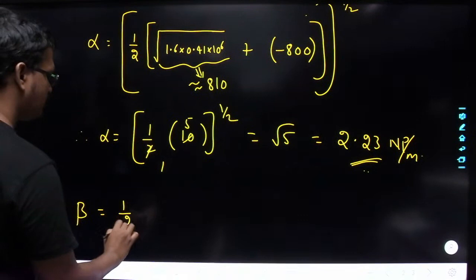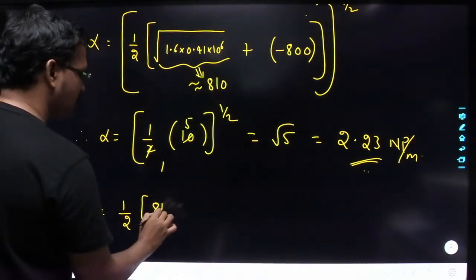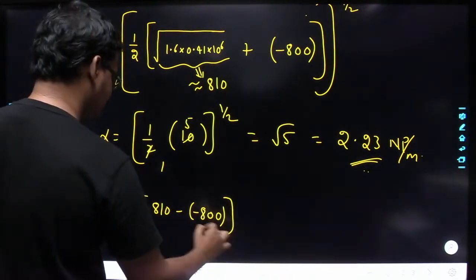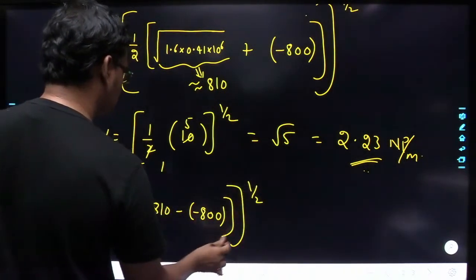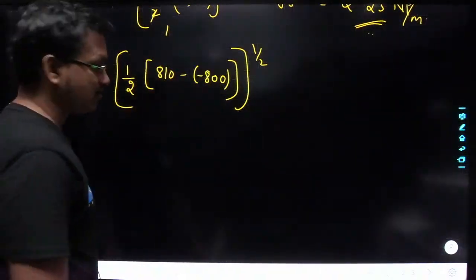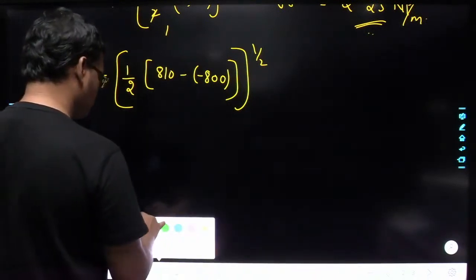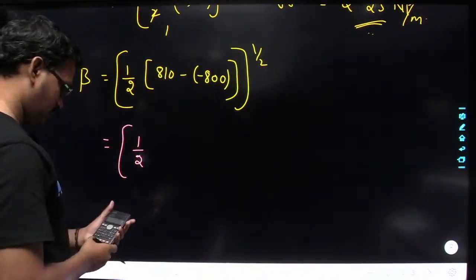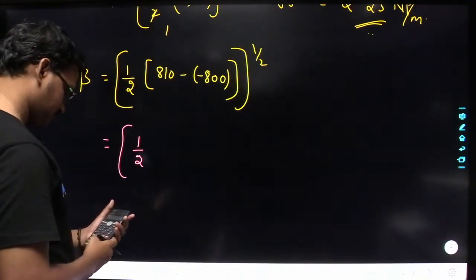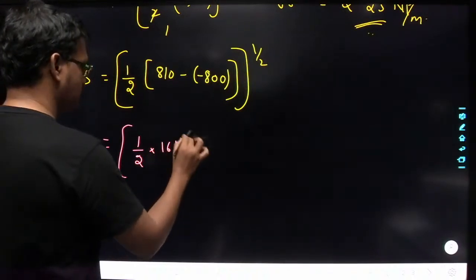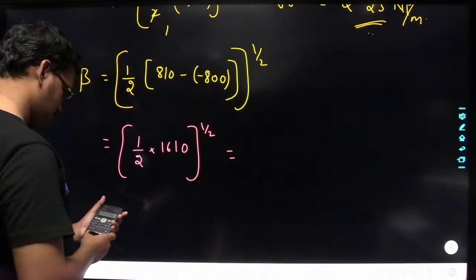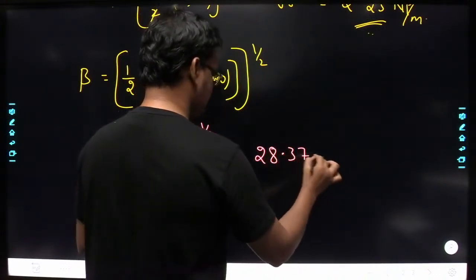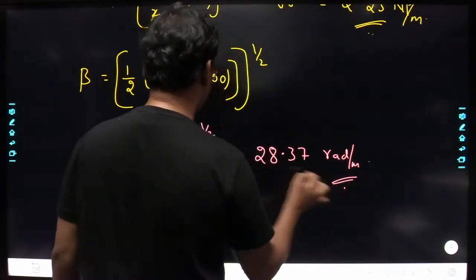So beta is equal to 1 by 2 into, so this value is 810. So in place of plus put minus, so minus of 800, whole to the power of 1 by 2. Right? There is no need to determine again. Just put the minus sign here. So that is the advantage here. So this is equivalent to 1 by 2 into 810 plus 800. So you will get 1610 whole to the power of 1 by 2. So what is this value here? Divided by 2 square root of 1. So you will get 28.37 radian per meter. So this is the approximate value of beta.